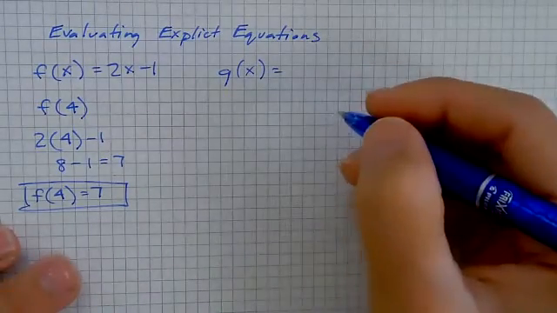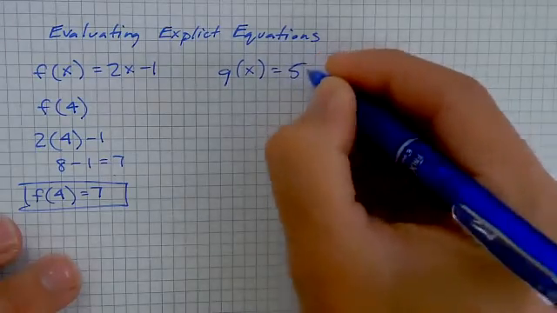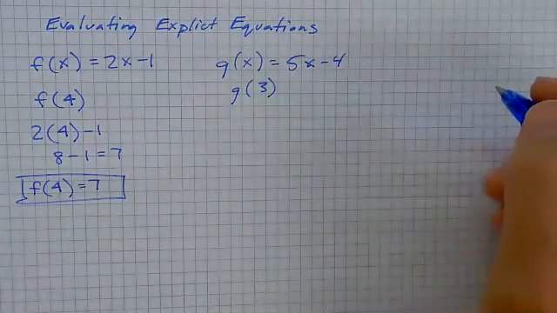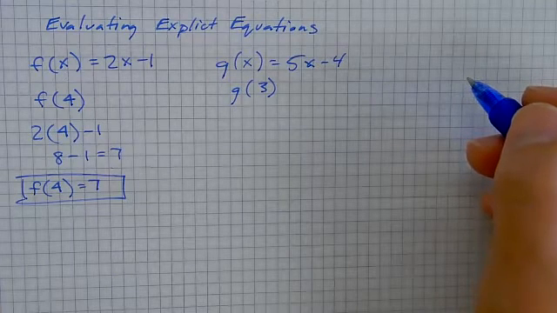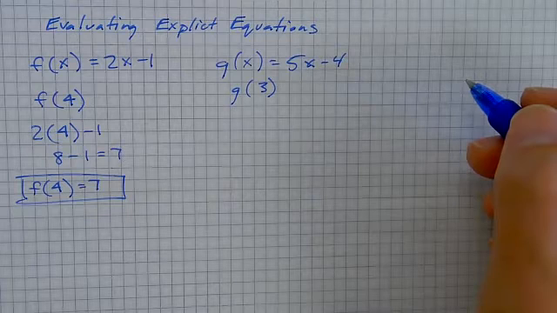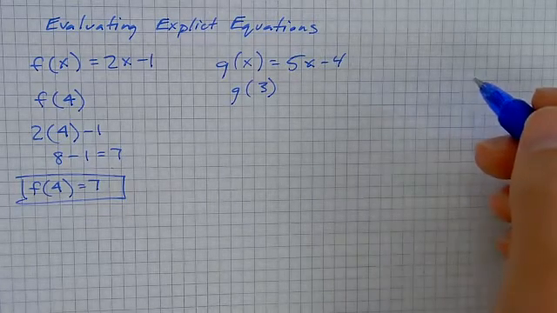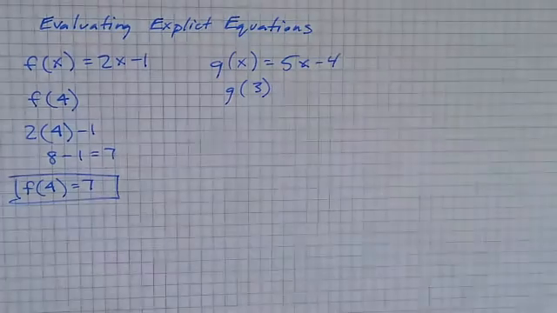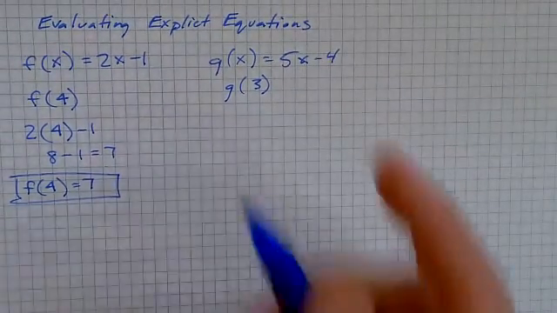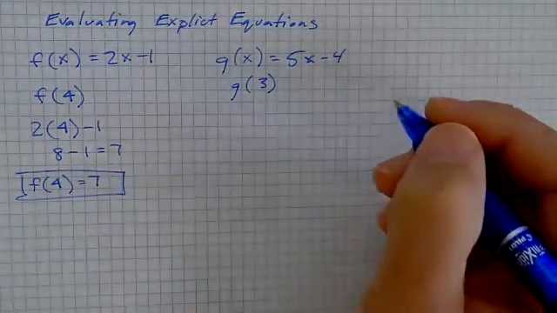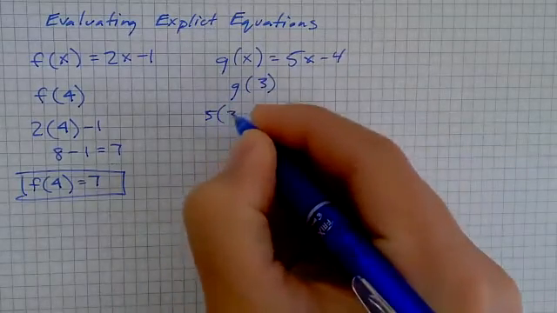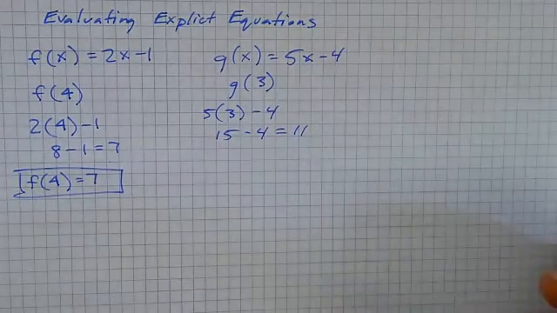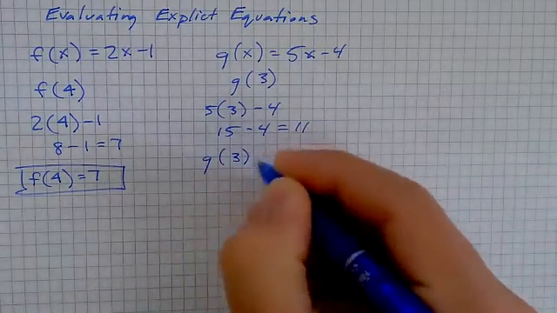Okay, you might see a different letter like g of x. That doesn't really change anything. g of x equals 5x minus 4. g of 3 means we're plugging in that 3 for x. 5 times 3 minus 4, 15 minus 4 gives you 11. So g of 3 equals 11.